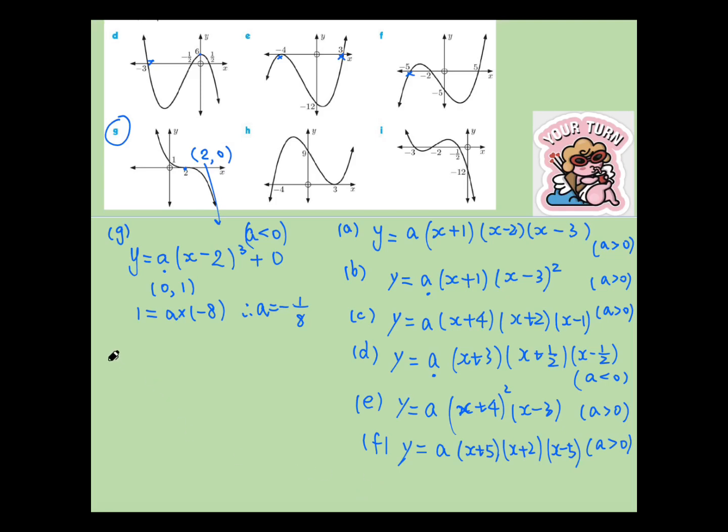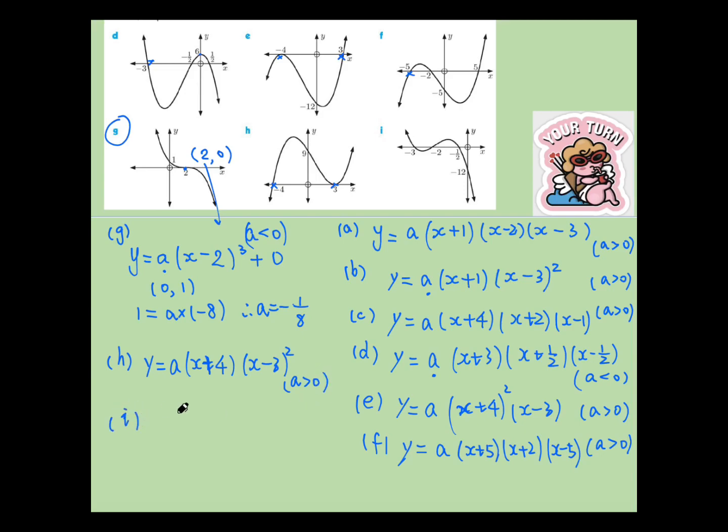Then we are going to look at H. For H, the graph is climbing up a hill. Then y is equal to a times (x plus 4). This is the linear term because the graph cuts the x-axis at this point. Then we will have the repeated term (x minus 3). And for this one, a is positive as well.